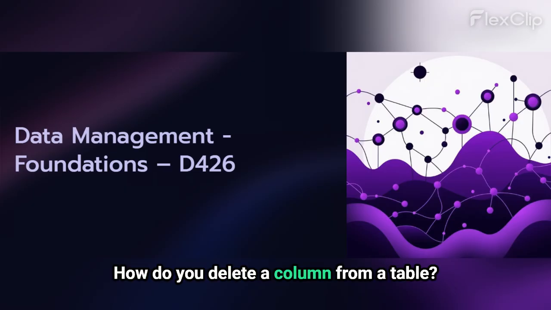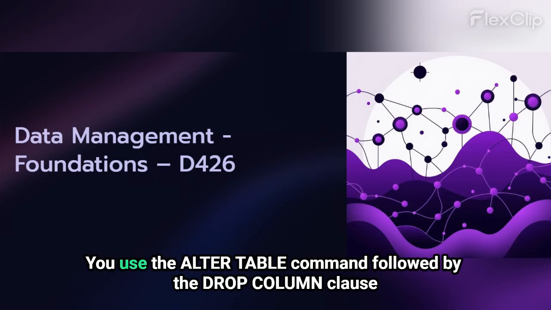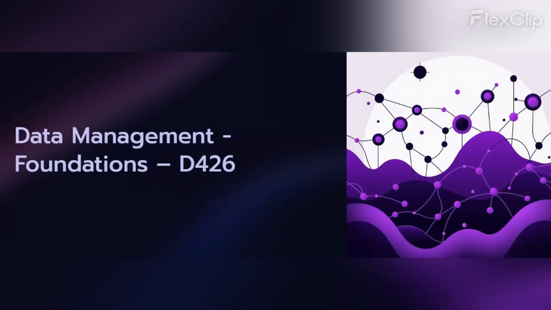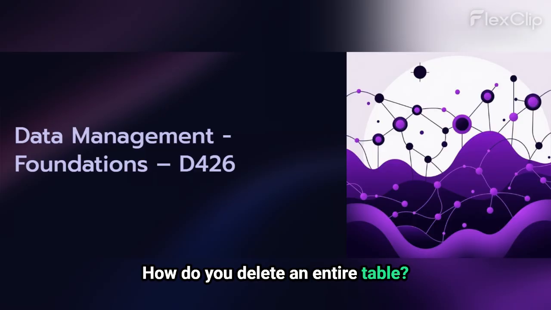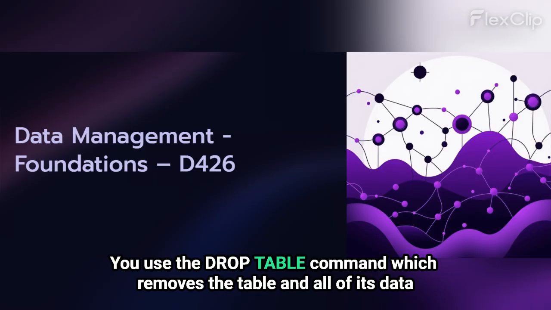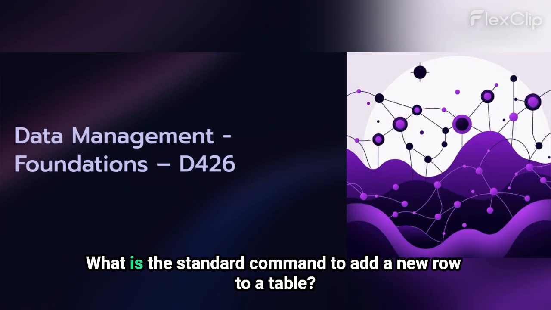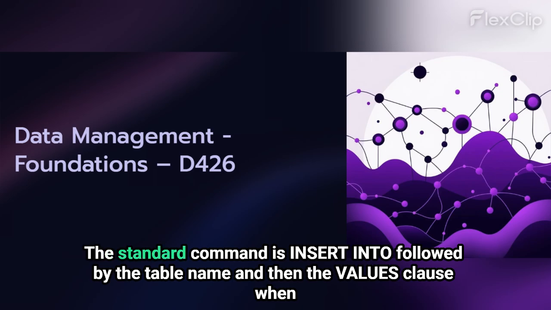How do you delete a column from a table? You use the alter table command, followed by the drop column clause. How do you delete an entire table? You use the drop table command, which removes the table and all of its data. What is the standard command to add a new row to a table? The standard command is insert into followed by the table name, and then the values clause.